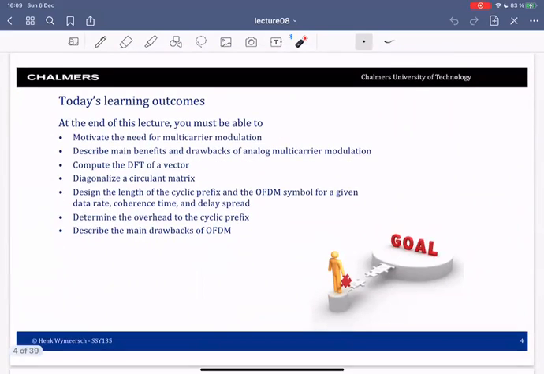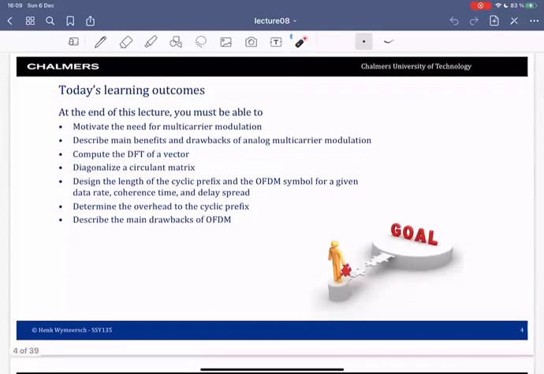Specific learning outcomes for today: we will talk about the need of multi-carrier modulation, the drawbacks and benefits of analog multi-carrier, the use of DFT for OFDM, diagonalization of circulant matrices, how to design an OFDM system with certain requirements, determine the overhead of cyclic prefix insertion, and also talk about some of the drawbacks of OFDM.